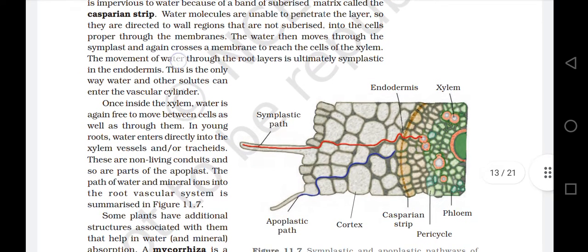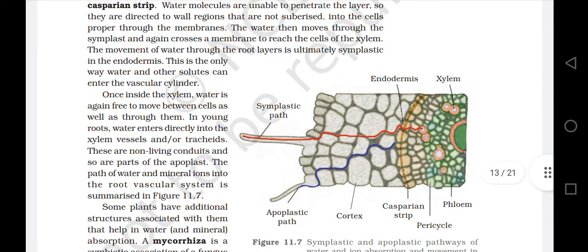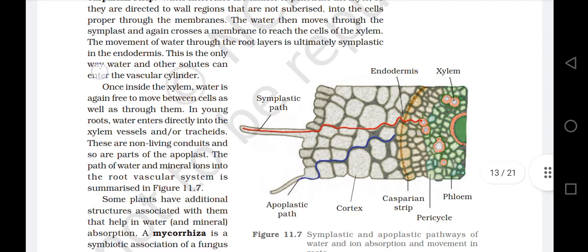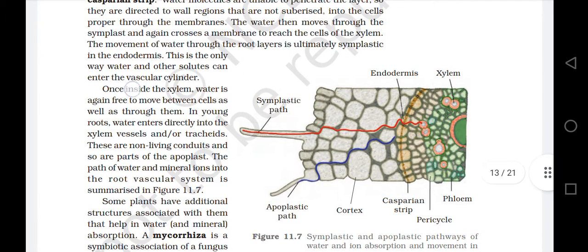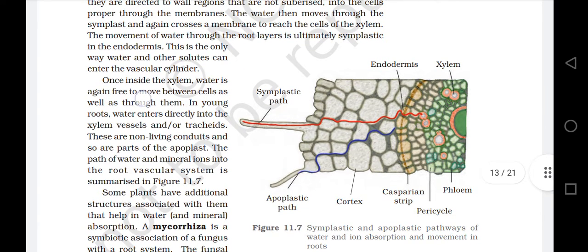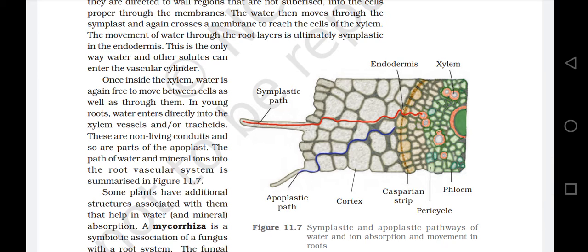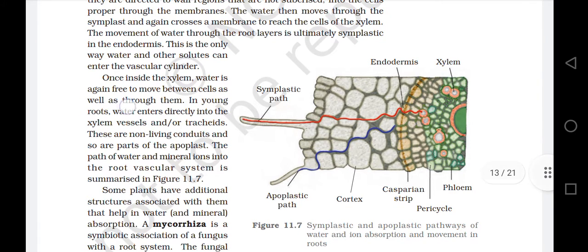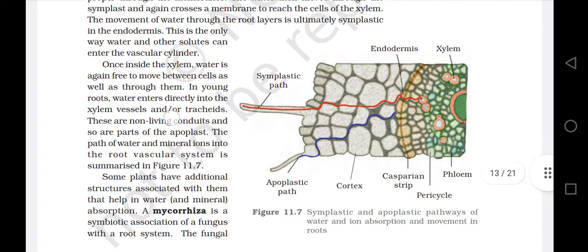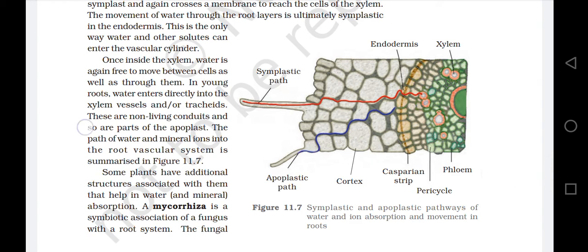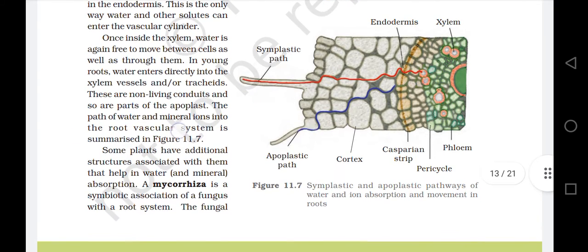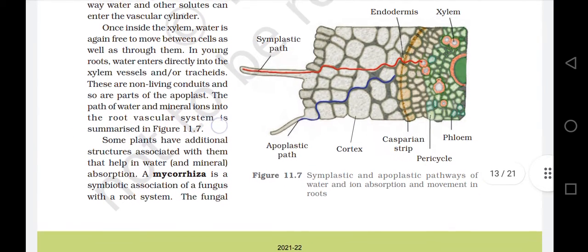The movement of water through the root layer is ultimately symplastic in the endodermis. This is the only way water and other solutes can enter the vascular cylinder. Once inside the xylem, water is again free to move between cells as well as through them. In young roots, water enters directly into the xylem vessels and/or tracheids. These are non-living conduits and so are parts of the apoplast. The path of the water and mineral ions into the root vascular system is summarized in figure 11.7.